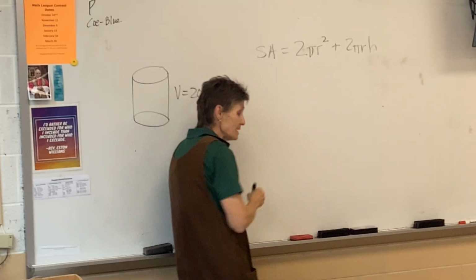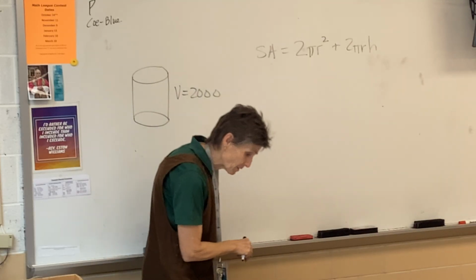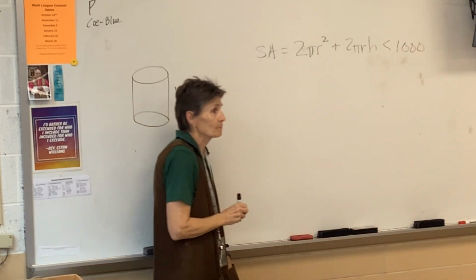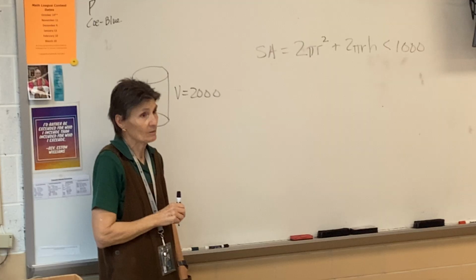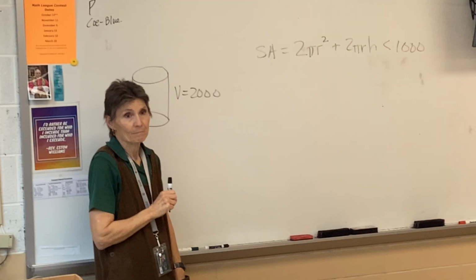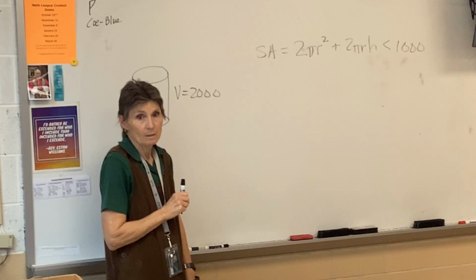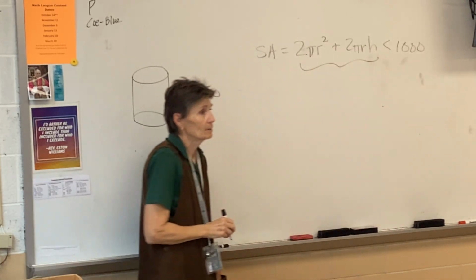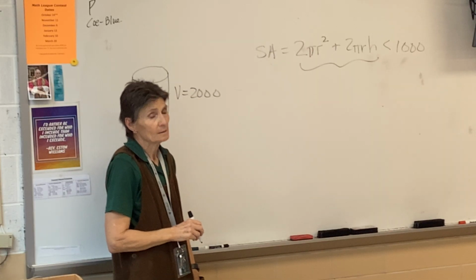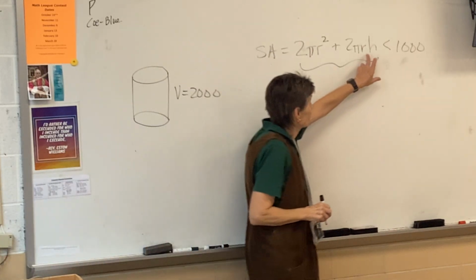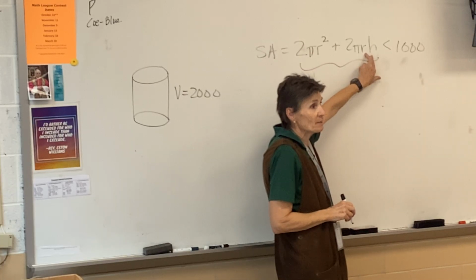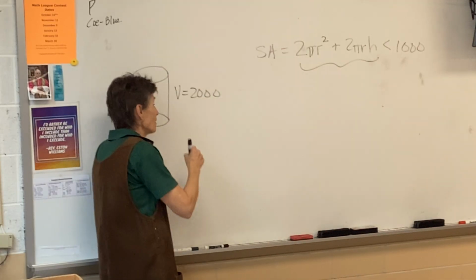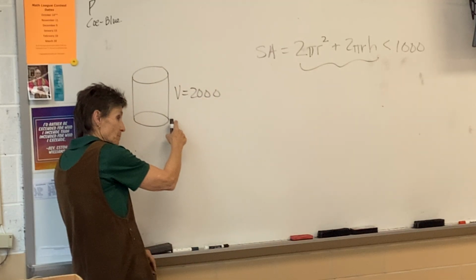Now, I need that surface area to be less than 1,000. I'm gonna type this in on my calculator, but what's the problem? Can I type that in on my calculator? Yes. No. Why not? Can I type in two variables like that? No. So that's where this comes in.